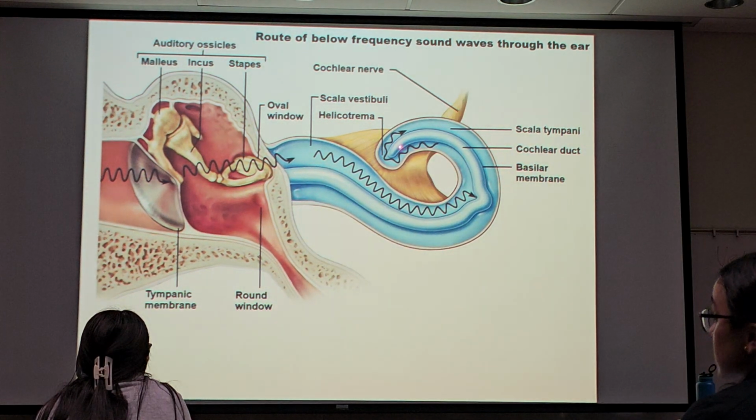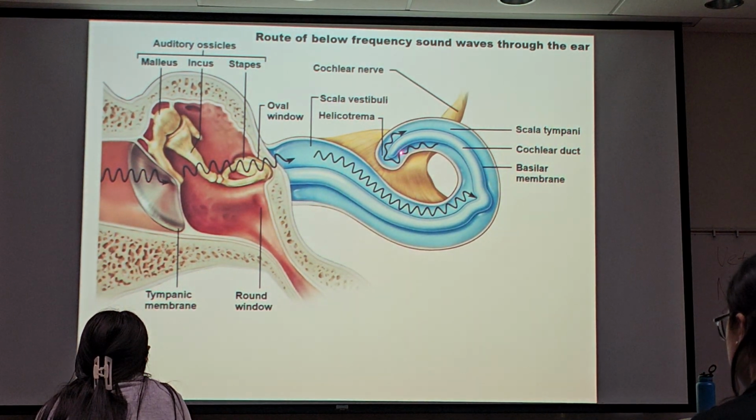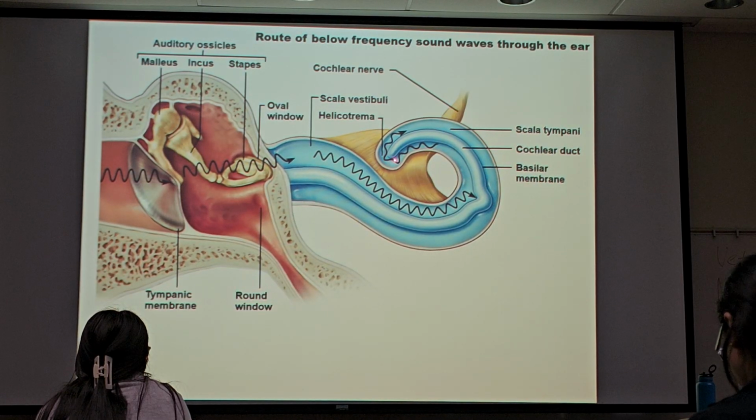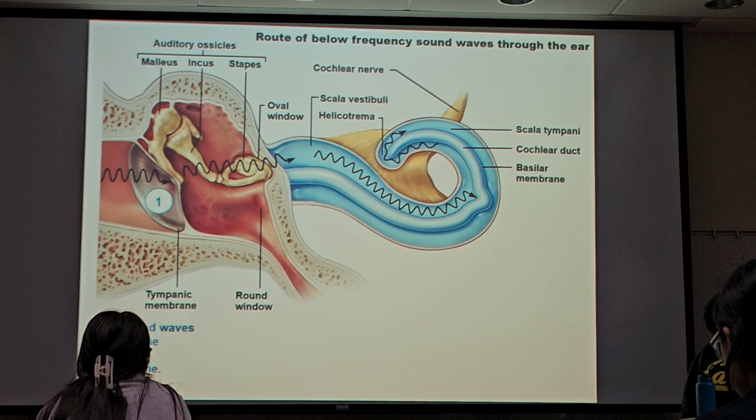This is for a frequency that we can't hear. They travel to the apex, where scala vestibuli is continuous with scala tympani. Now they're in scala tympani. They travel and travel out of the round window, back into the middle ear, where they've lost their strength so much that they're unable to cause any vibrations in the tympanic membrane. They just dissipate. That's for stuff that you can't hear.